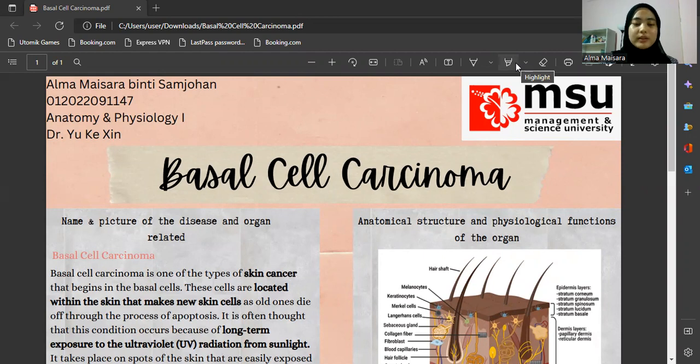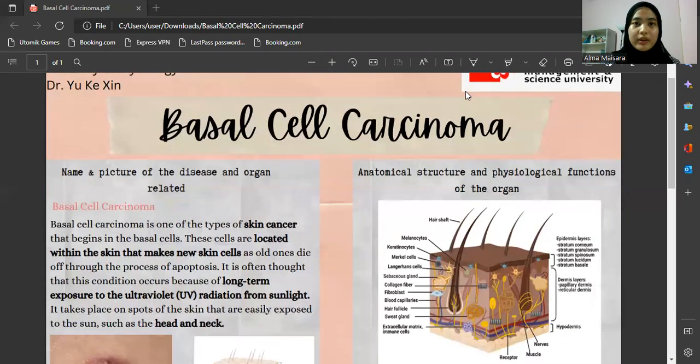Basal cell carcinoma is one of the types of skin cancer that begins in the basal cells. These cells are located within the skin and make new skin cells as old ones die off through the process of apoptosis. It is often thought that this condition occurs because of long-term exposure to ultraviolet radiation from sunlight. It takes place on spots that are easily exposed, like the neck and the face.